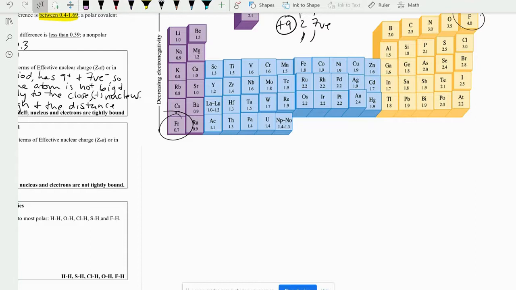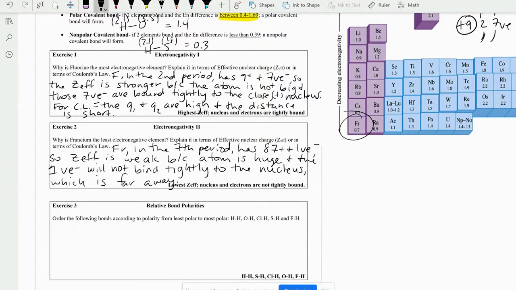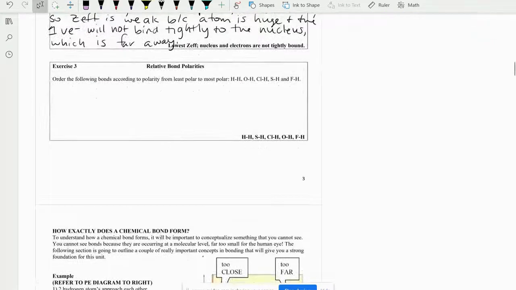Remember, there's also something called shielding happening. That 1 outer valence electron in francium is being shielded by all those core electrons, making it harder to have a connection to that inner nucleus. Again, I'm going to put that into words. Pause me, come back. You can write your own response. There is the response that I put for exercise 2. And let's do exercise 3.